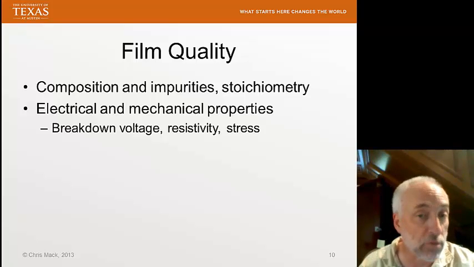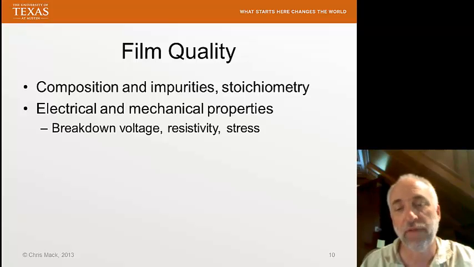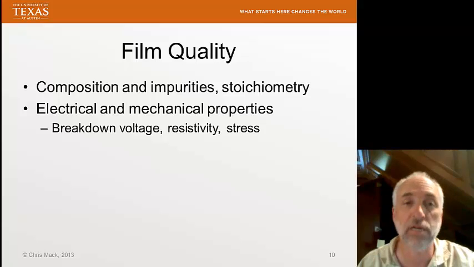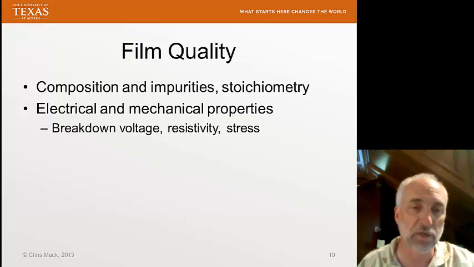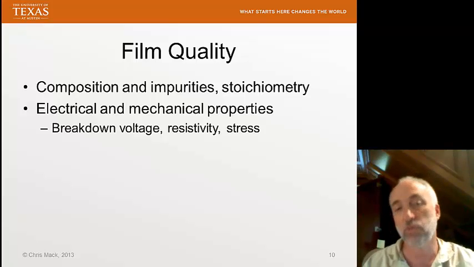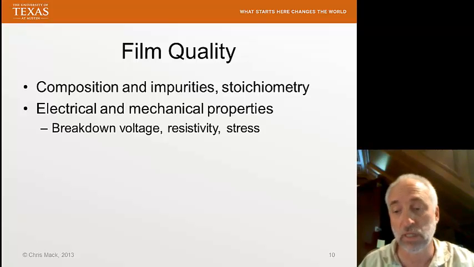The breakdown voltage for a dielectric, that is, what voltage would it take for that dielectric to start acting like a conductor? You hit high enough voltage, the dielectric breaks down. Think of a spark breaking through the insulator if the voltage gets too large. That's called the breakdown voltage, and we want that to be particularly high to have good electrical insulating characteristics with good reliability.